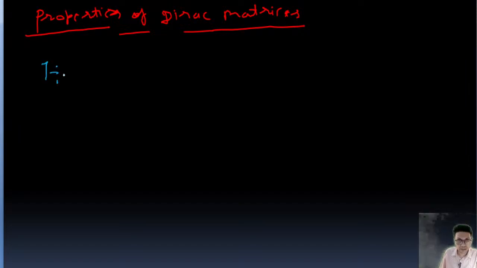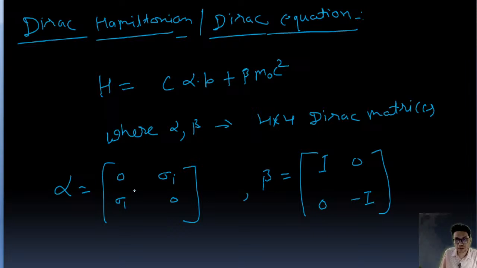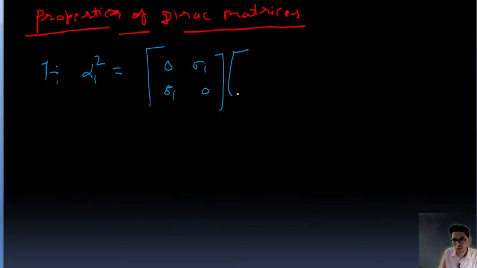So the first property is alpha i square. Alpha i square is going to be 0, sigma i, sigma i, 0, because the alpha i value is this, multiplied by 0, sigma i, sigma i, 0. So we'll solve it. This is going to be sigma i square, 0, 0, sigma i square.